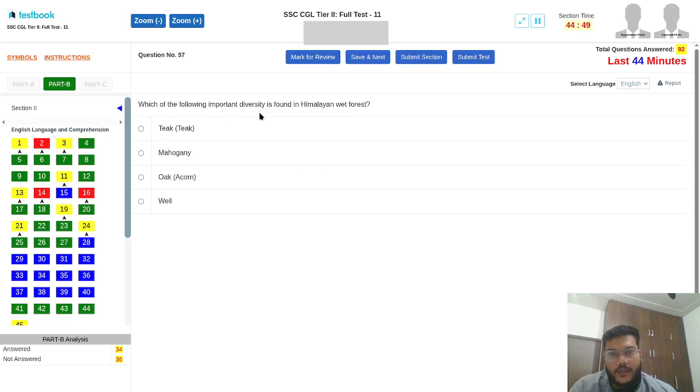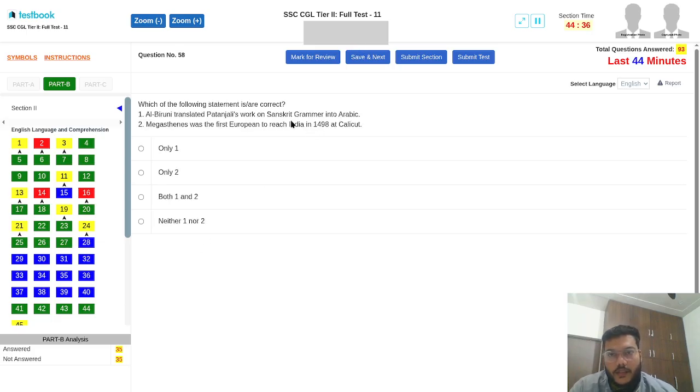Which of the following important diversity is found in Himalayan wet forest? Sal, mahogany, teak, oak. Oak is found. Al-Biruni translated Patanjali's Sanskrit grammar to Arabic. Megasthenes was the first European to reach India.